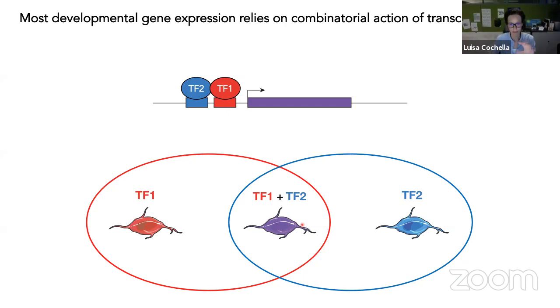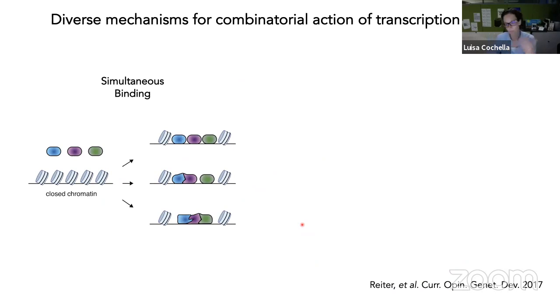Now, at the molecular level, this combinatorial action of transcription factors has different mechanistic bases. One of the best understood ones is the fact that two or more transcription factors can form a complex, and that can give them, for example, different specificity to recognize new sequences on the DNA. So only when the two factors are together, they will bind to DNA. It is also possible that transcription factors, without directly interacting with one another, but that have adjacent sites on DNA, are collectively able to displace nucleosomes and in a way cooperate to open up chromatin and enable the binding of one another.